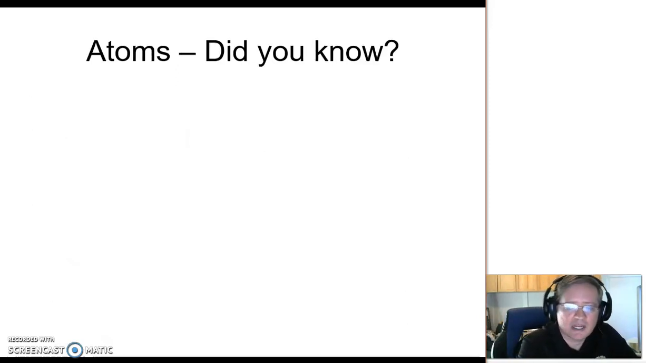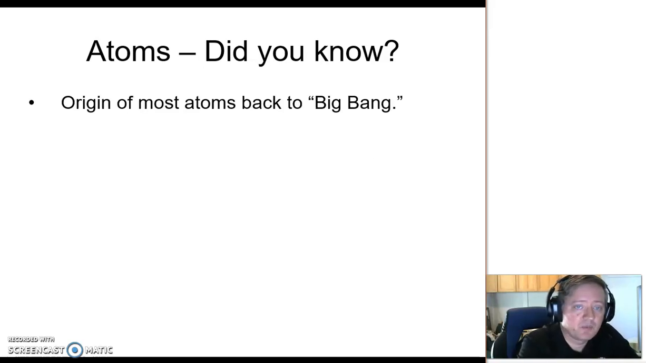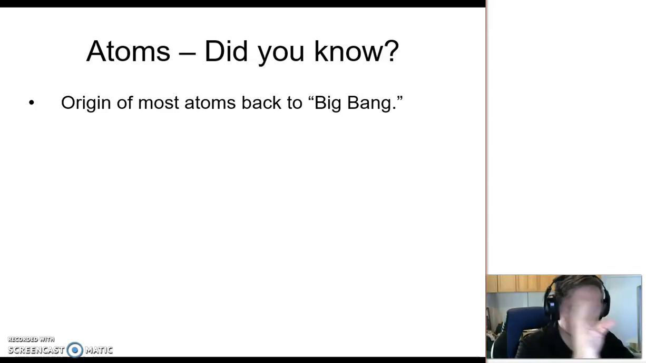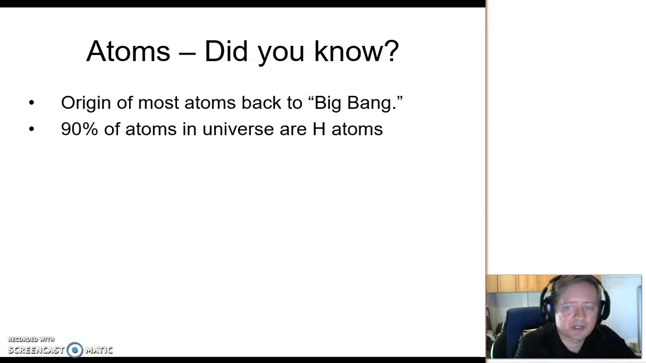So looking at atoms, we have a little bit more information about them. Well, most of the atoms actually date back to the Big Bang. This is when everything was compressed and then one big explosion happened and all the galactic guts got spewed everywhere.